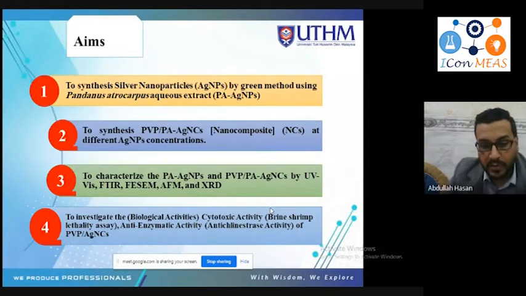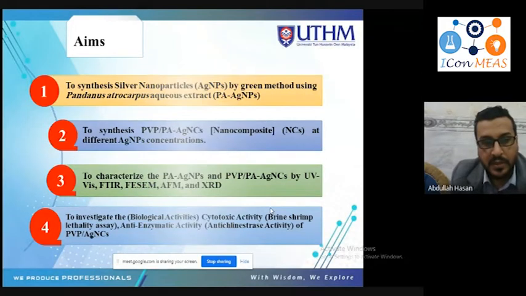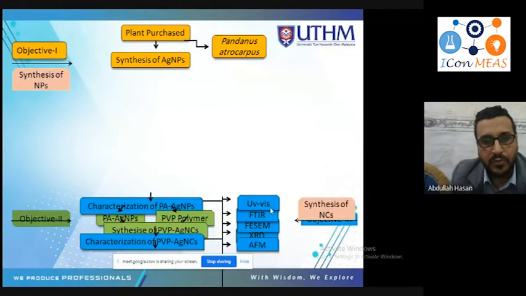Also, we investigate that work with the FTIR. We will see the biological activities, cytotoxicity first, and anti-enzymatic activity, which is anticholinesterase. It's called anti-enzymatic, anticholinesterase. That is with Alzheimer's disease. Here is the preparation, the methodology of the work.